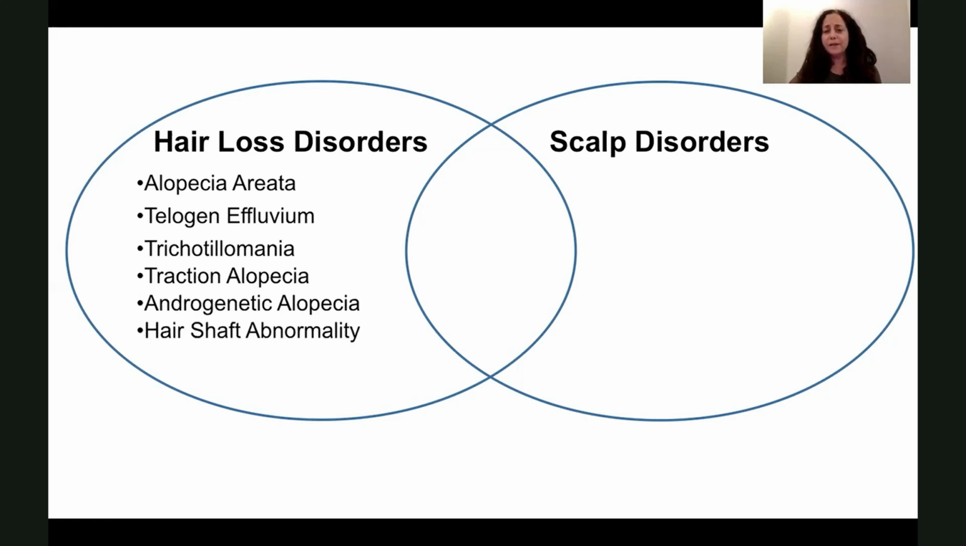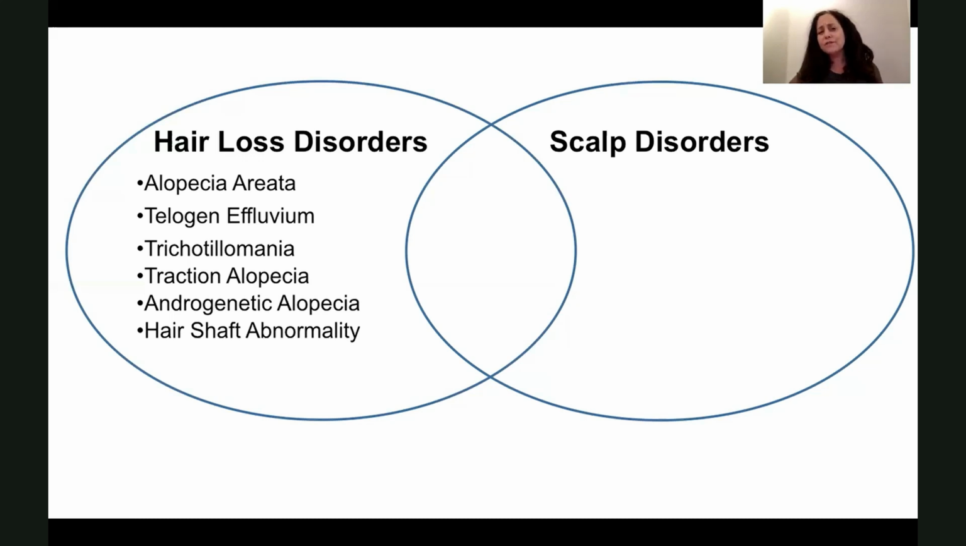Hair shaft abnormalities are a very rare group of disorders, but I think it's important to at least have it on your radar and know that they exist. And this can be, in some cases, actual genetic abnormalities of the keratin, which is the most important structural protein of the hair.